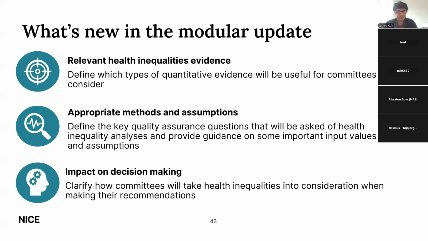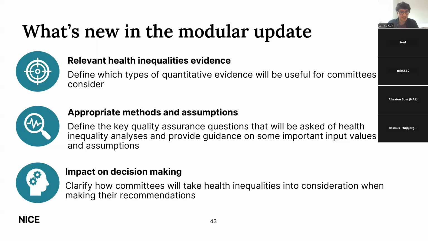So what we added for the modular update, we defined what type of relevant health inequalities evidence would be useful. So DCA synthesizes lots of evidence. I showed that staircase of inequality, and the different steps of that staircase all require different types of evidence. And we provided some guidance on what that evidence should look like, namely that it should be from good quality national data sets, either hospital or primary care, and include certain types of stratification of deprivation level or ethnicity.